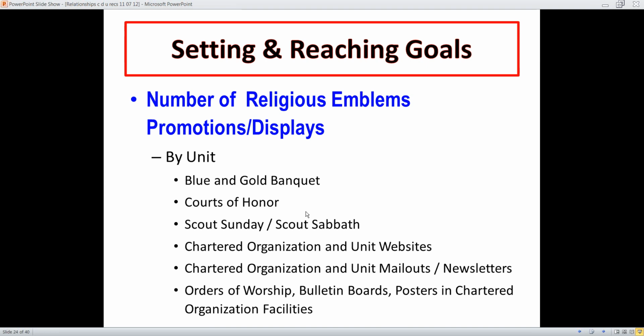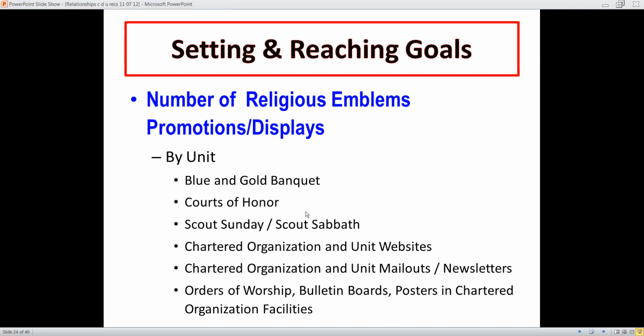Absolutely essential are displays at the unit level. By going through, making a list, now would be a very good time to do that. How can you access the parents and the scouts? Some of these times through actually a presentation. Other times, though, a display set up somewhere in the room is a reminder of how important it is to look at religious emblems and the religious emblems of all the various faith groups.